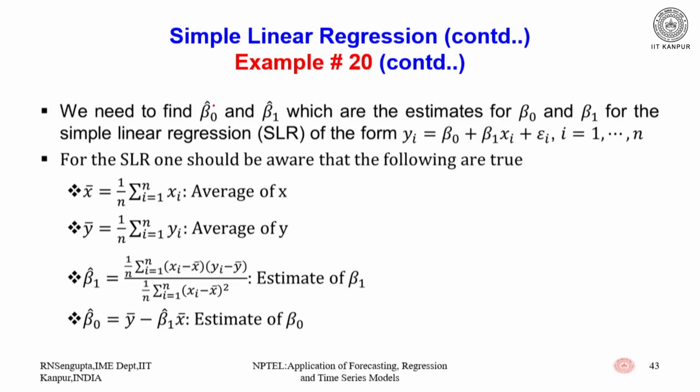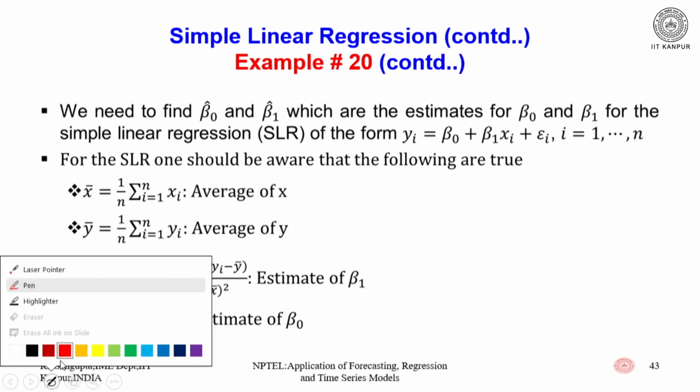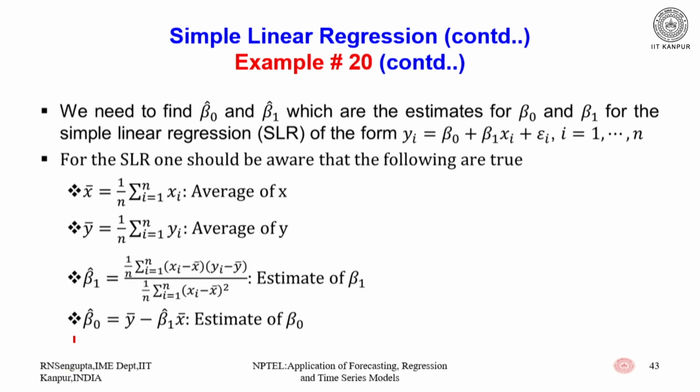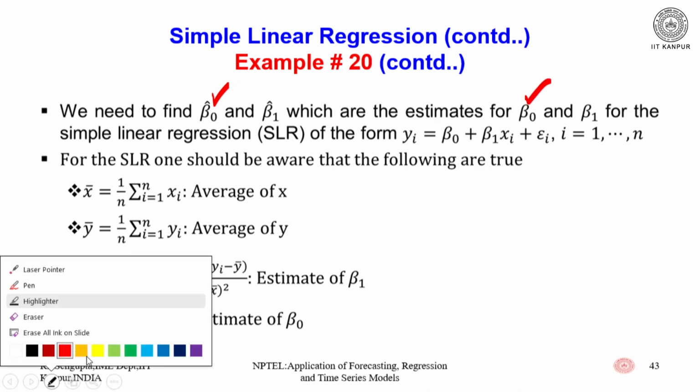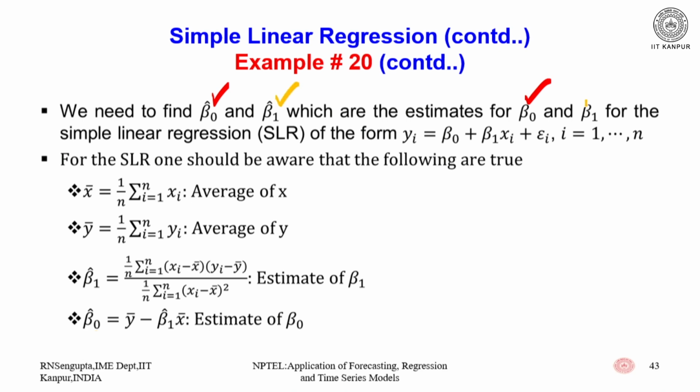Now, I am just repeating it, we need to find out, I will put the tick mark here with different colors, beta naught hat, which is the corresponding estimate of beta naught, and beta 1 hat, which is the corresponding estimate of beta 1, because the actual equation for the regression model is y 1 is equal to beta naught plus beta 1 times x 1 plus epsilon 1, which is the first reading, and epsilon 1 is the error for the first reading.